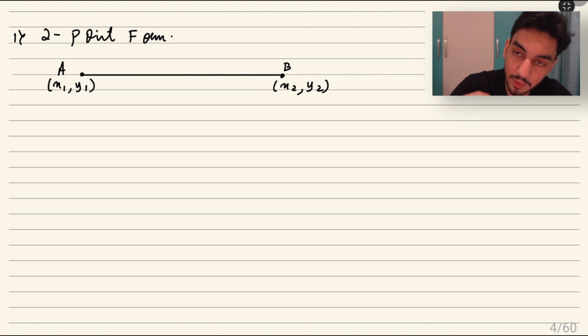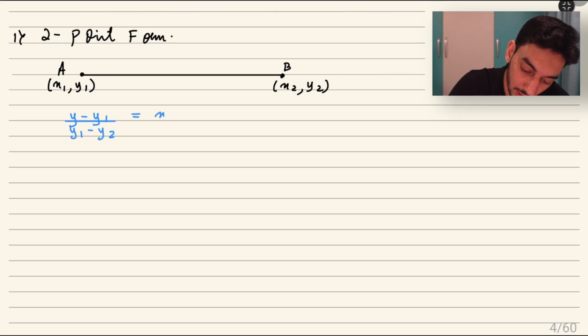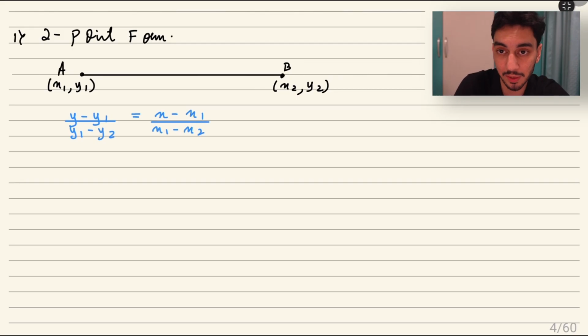Now the 2-point form is very simple. It is (y minus y1) upon (y1 minus y2) is equal to (x minus x1) upon (x1 minus x2). That is basically the 2-point form. You just need to plug in the values of x1, y1, x2 and y2 in this equation. You'll straight up get the equation of line. Okay, let's do an example over here.